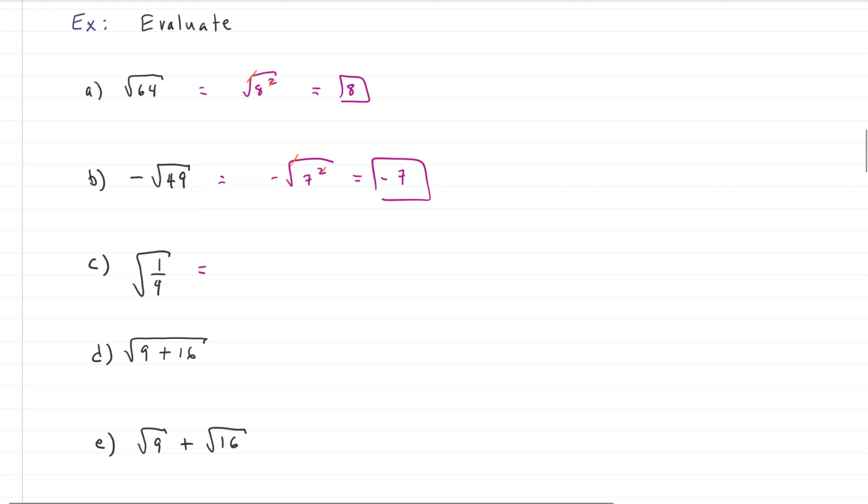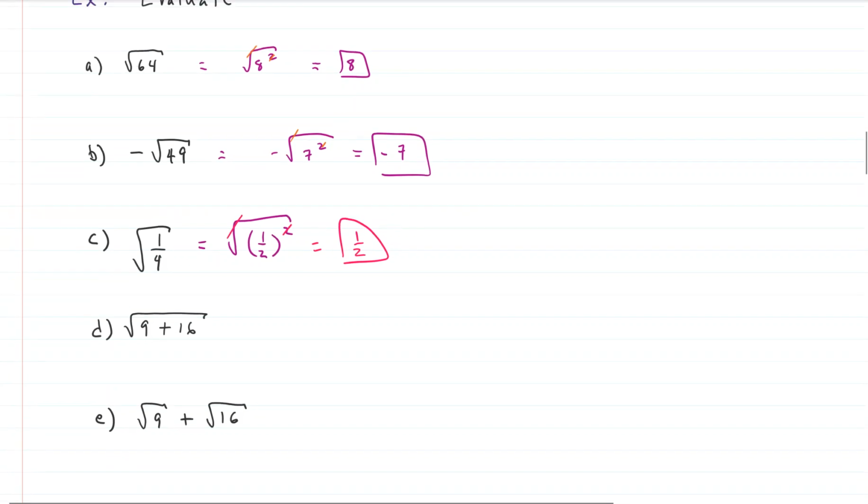How about this next one? The square root of 1 over 4. Well, we could say that 1/4 is the same thing as 1/2 squared, right? So we found something that we square and equaled 1/4, so that's our answer. The square and the square root cancel, and we get 1/2.